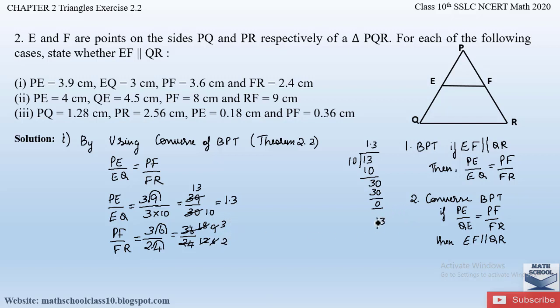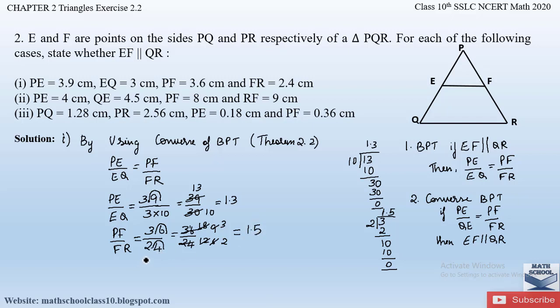If you divide 3 by 2, 2 1s are 2, 1 is the remainder. So let us add a point to the quotient so that you can add 0 here. 2 5s are 10, so the remainder is 0 and the quotient is 1.5. So we got PF by FR as 1.5.